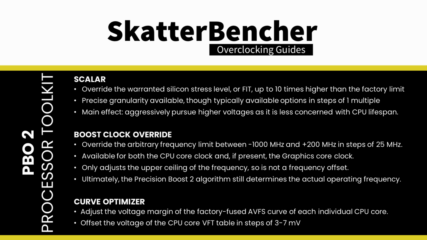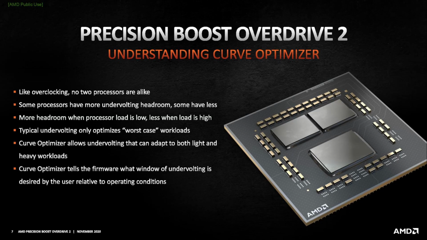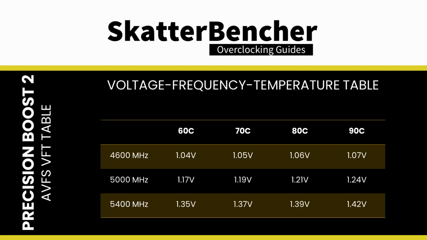Curve Optimizer is a tool that allows the user to adjust the voltage margin of each individual CPU core. It does this by offsetting the voltage of the CPU core VFT table. While you don't have exact control over the voltage of each frequency temperature point, Curve Optimizer allows you to effectively undervolt your CPU. Curve Optimizer allows end users to adjust the factory-fused VFT, or voltage frequency temperature curve, for each CPU core separately. The VFT curve is a unique curve for each core inside your CPU that defines the required voltage for a given frequency at a given temperature. Higher frequencies or higher operating temperatures require higher voltage.